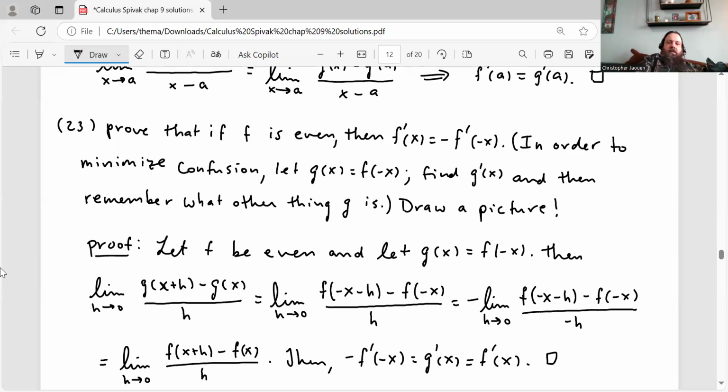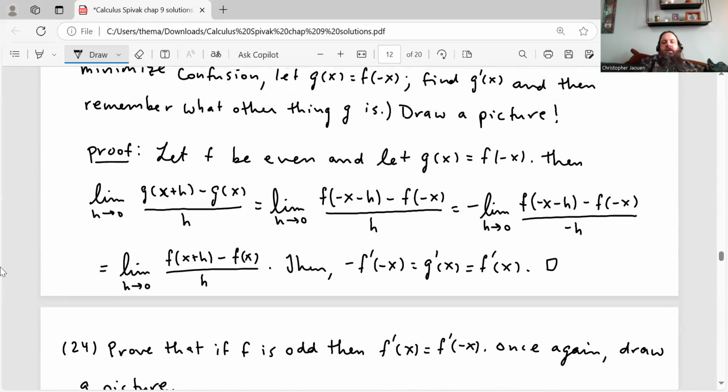So there's geometry there. I didn't draw the picture, but if you think about the symmetries inherent in even and odd functions, this should make sense. All right, here's my proof. Let f be even and let g of x equal f of minus x.